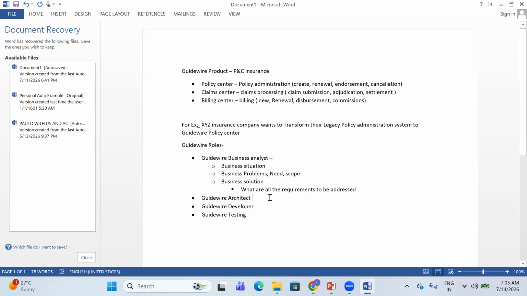Second, Guidewire Architect. Guidewire Architect people provide the technical roadmap for the project.